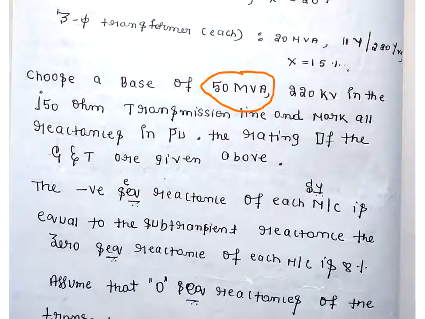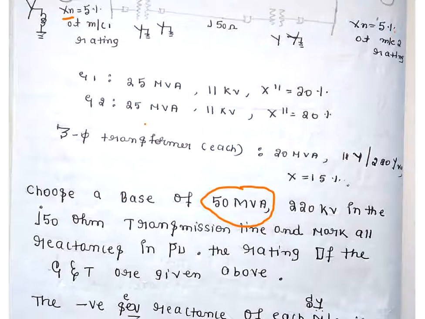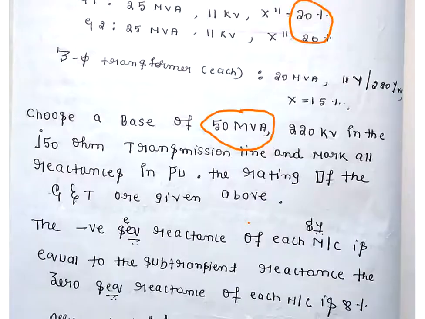Here, the negative sequence reactance of each machine is equal to the subtransient reactance. So that means this Xd double dash is equal to my negative sequence reactance. That means X double dash equals X2.